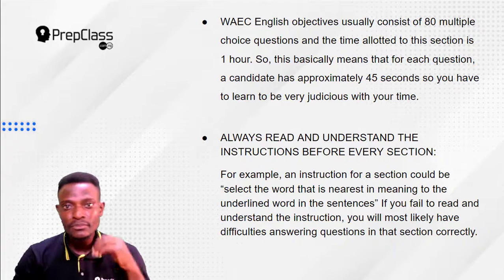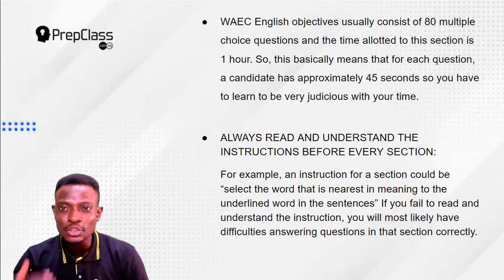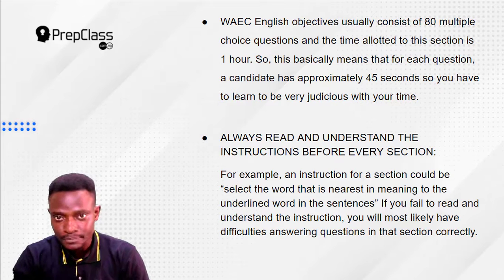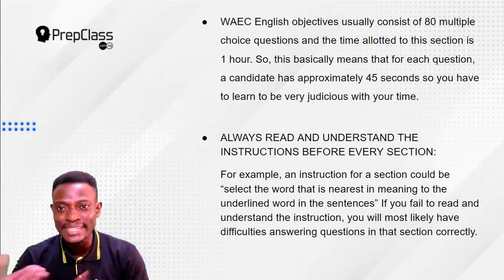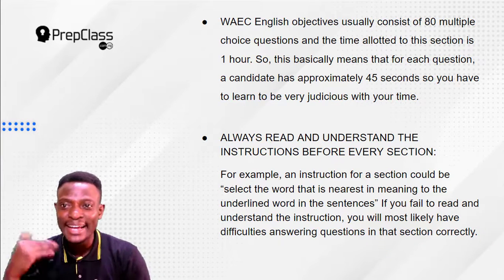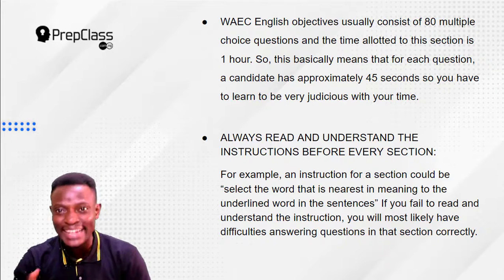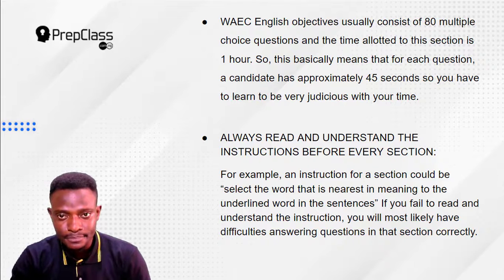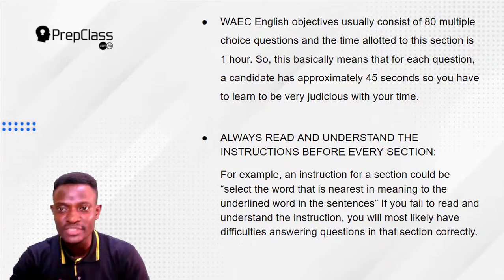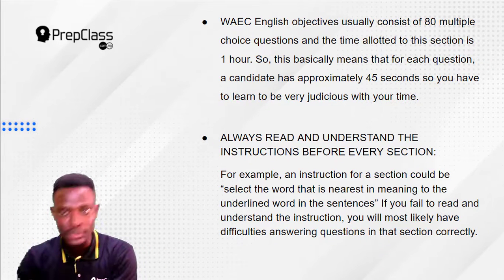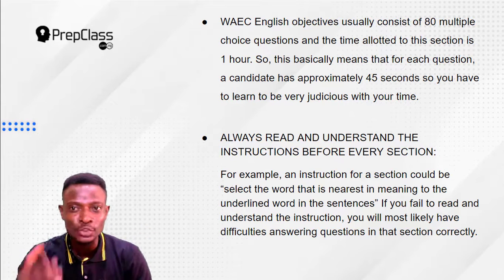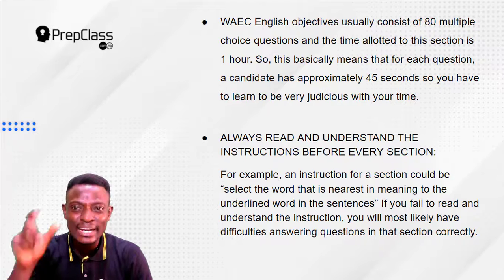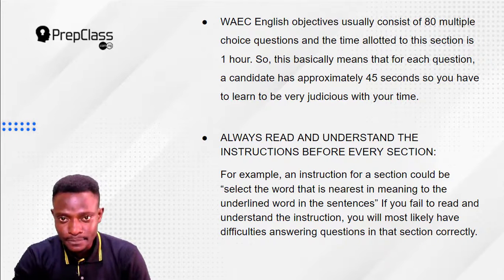Moving on, WAEC English objectives usually consist of 80 multiple choice questions, and the time allotted to this section is 1 hour. Multiple choice questions are questions that come with options, and the 80 questions are to be answered within an hour.